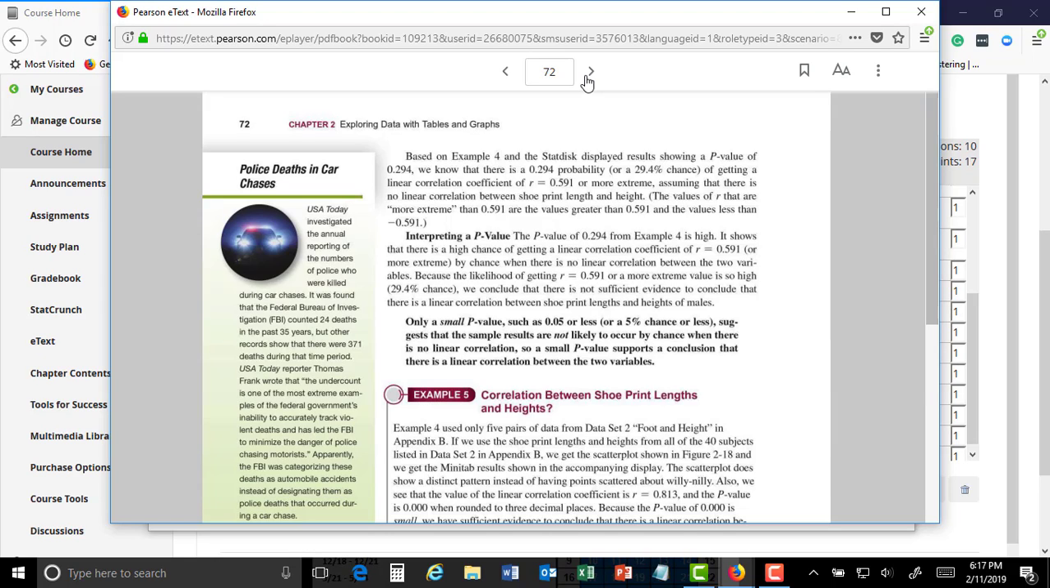Okay, so the p-value on this problem was 0.294. This one's R is 0.59. It says only small values of p, such as 0.05 or less, 5% or less, suggest that the samples are not likely to occur by chance. That's good, right?